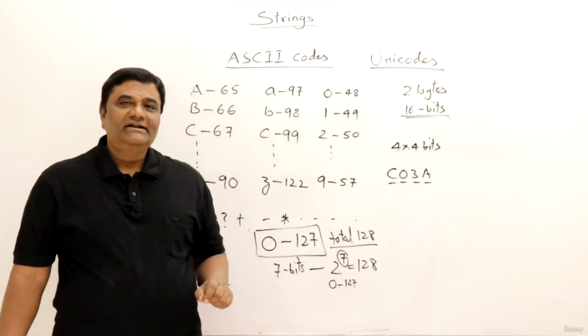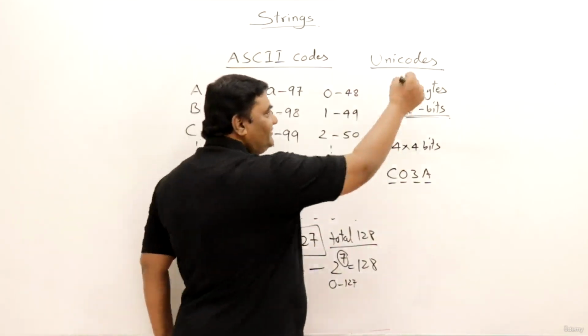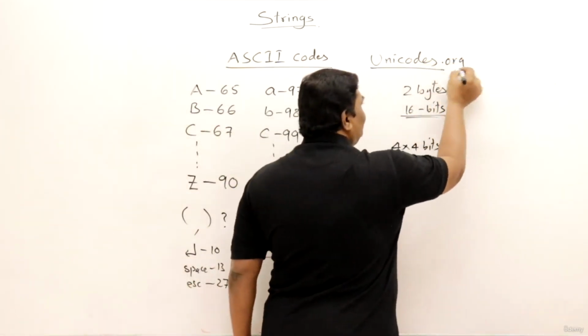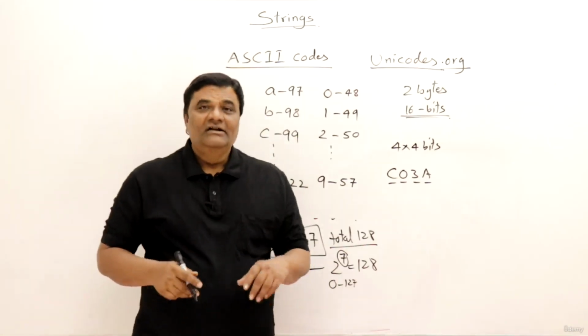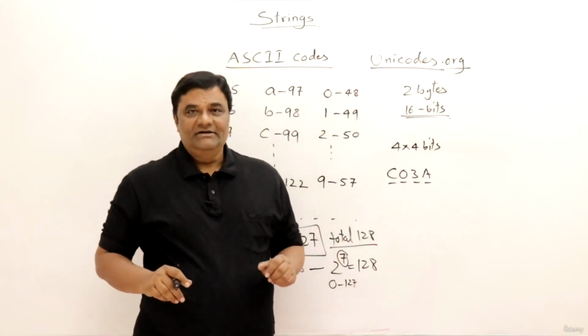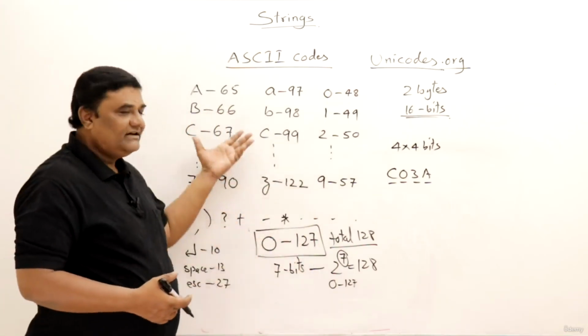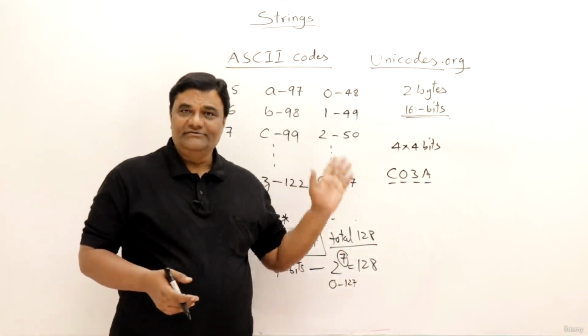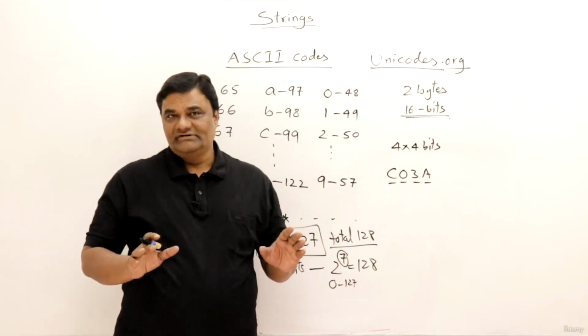You can go to a website called unicode.org. There, if you look at the charts for the codes of languages, you can find codes for various languages available. In the same way, in Google, if you search for ASCII code, you can find codes. There are a lot of websites giving information about this. So this is all about ASCII codes.